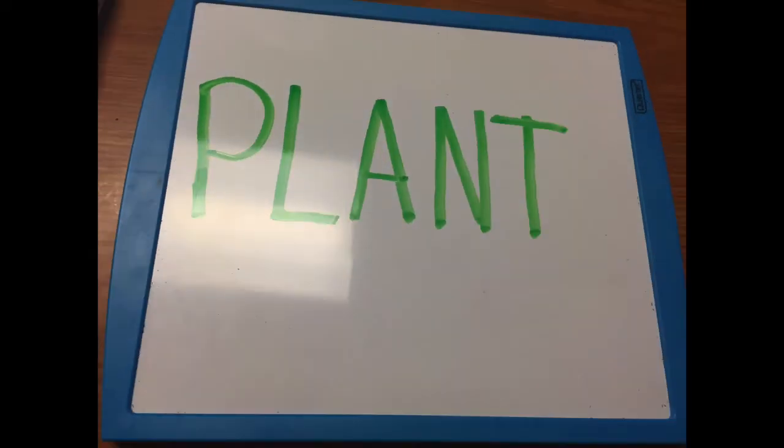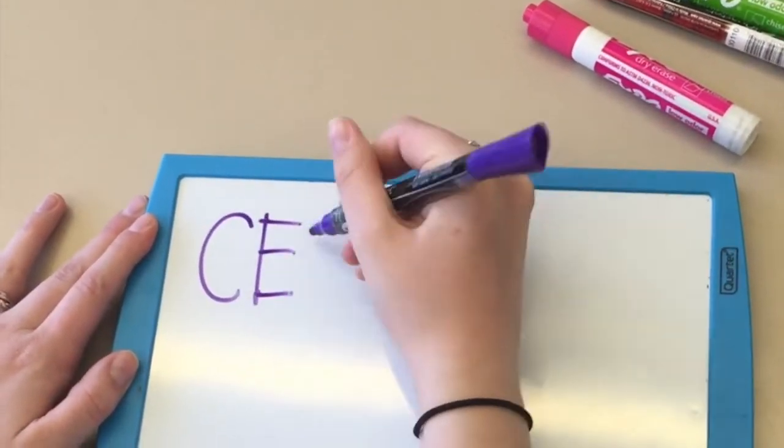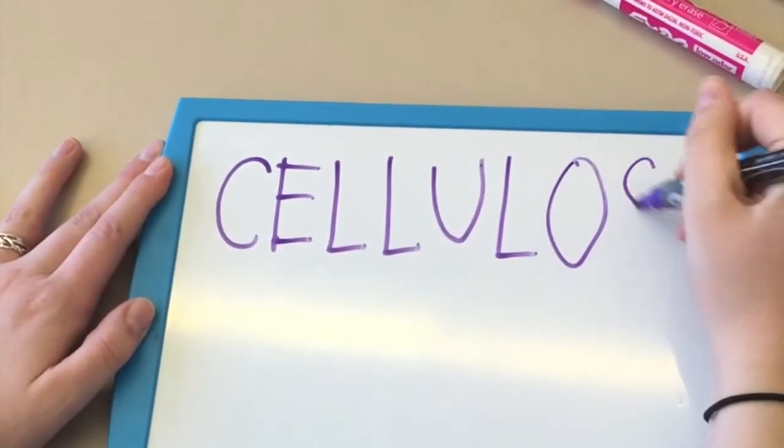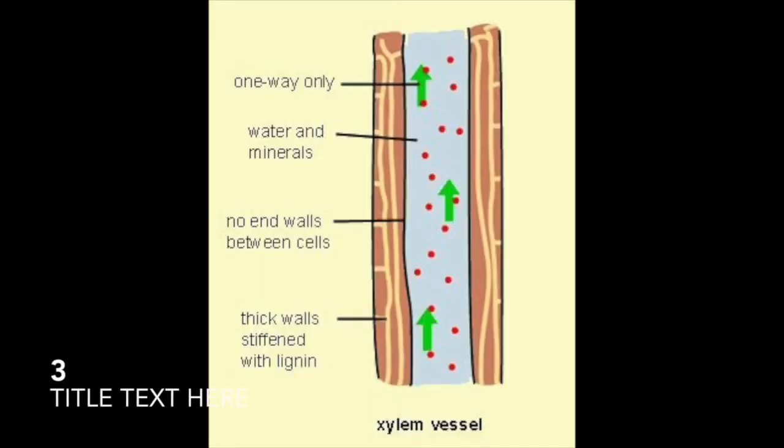Okay, so plant cells have a primary cell wall, and it's made of cellulose. Cellulose is a polysaccharide. Some have a secondary cell wall inside the primary cell wall. A secondary cell wall is made of lignin. For example, the cells in plants have xylem, which is used for the transport of water, to strengthen.